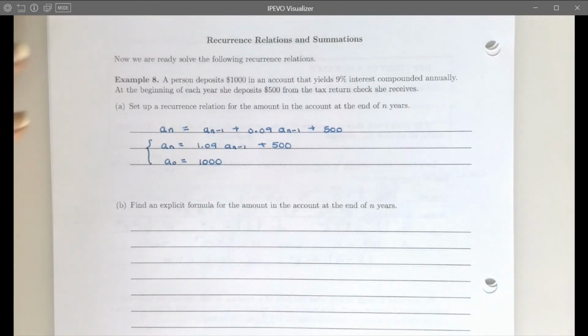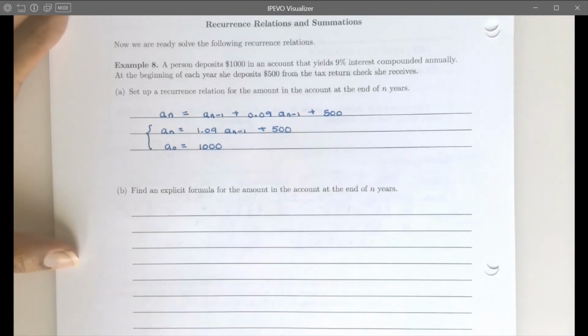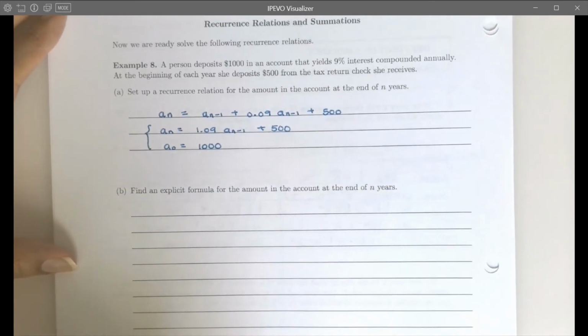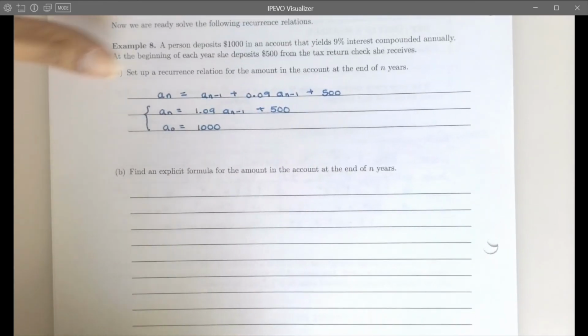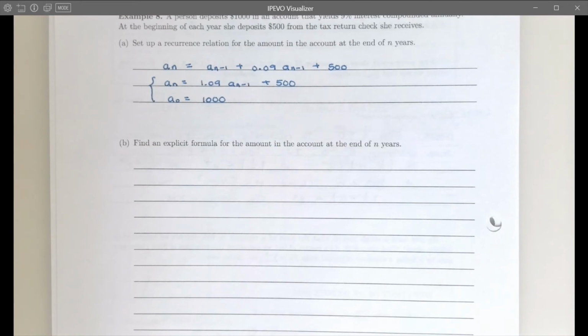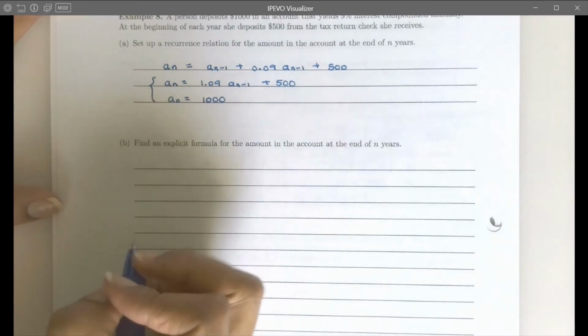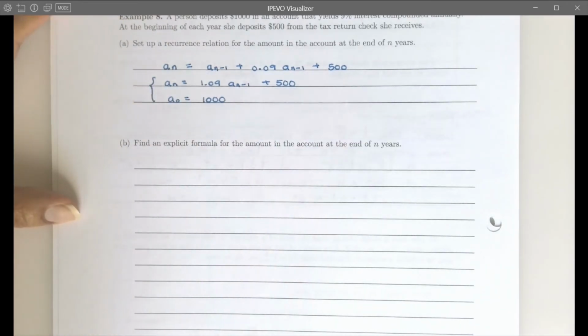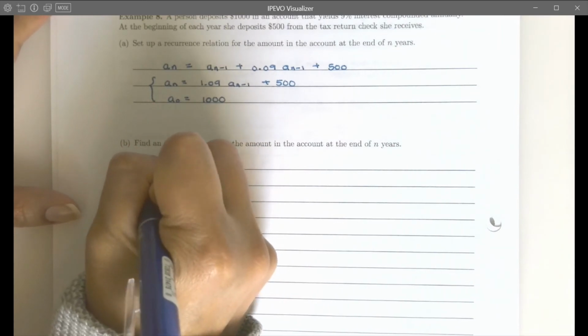Okay, so for part B, we have to find an explicit formula for the amount in the account after n years. So we want to find what we've earlier called a closed formula, something that only depends on n, not on previous terms. For this, we can use either a forward substitution or backward substitution method. We can go ahead and try a forward substitution.